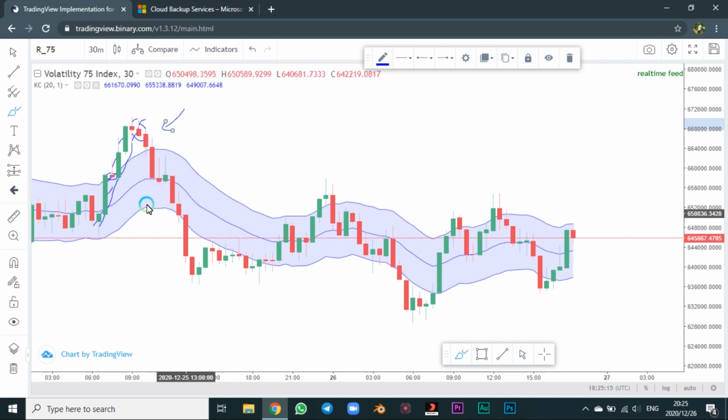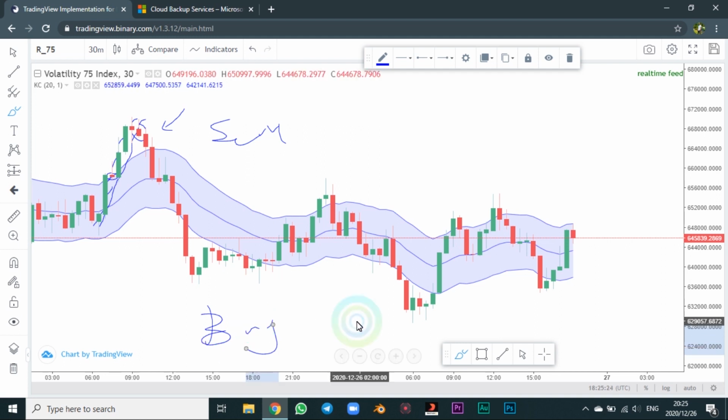When it's outside on the upper side, we look for selling opportunities, but when it's outside on the downside, we look for buying opportunities. I hope we are clear on that one. If it breaches the price upwards, it's selling opportunities. If it breaches the price downward, it's buying opportunities.